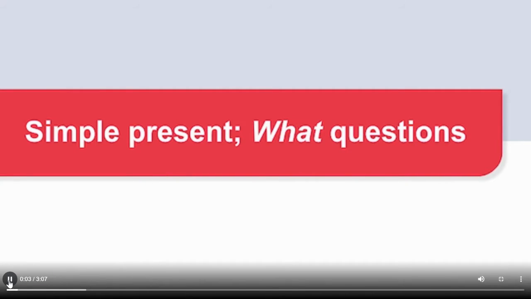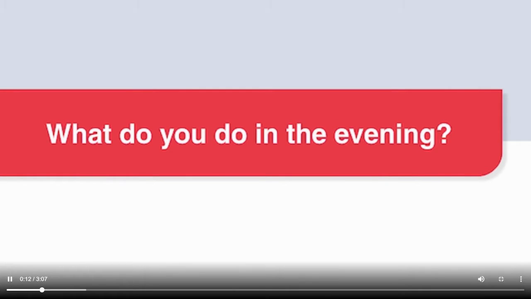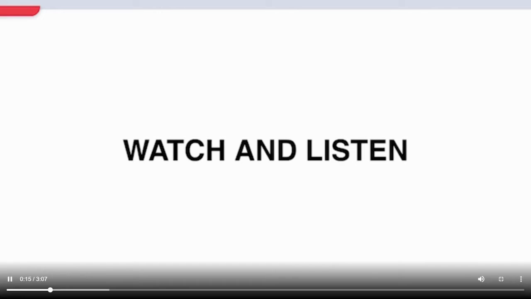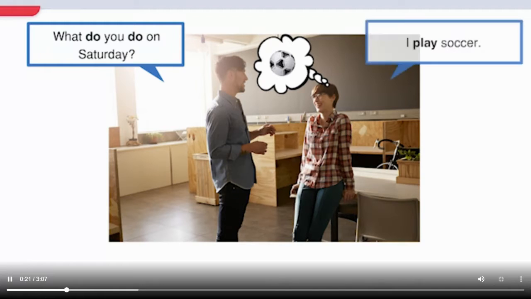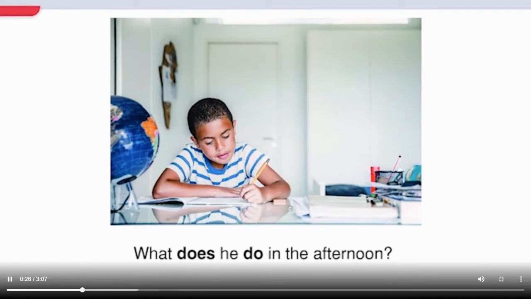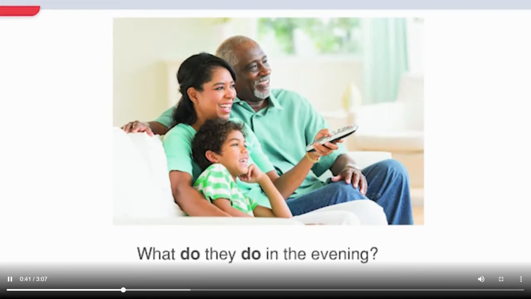Simple present. What questions? Unit 6, Lesson B. What do you do in the evening? Watch and listen. What do you do on Saturday? I play soccer. What does he do in the afternoon? He studies. What does she do in the morning? She reads. What do they do in the evening? They watch TV.